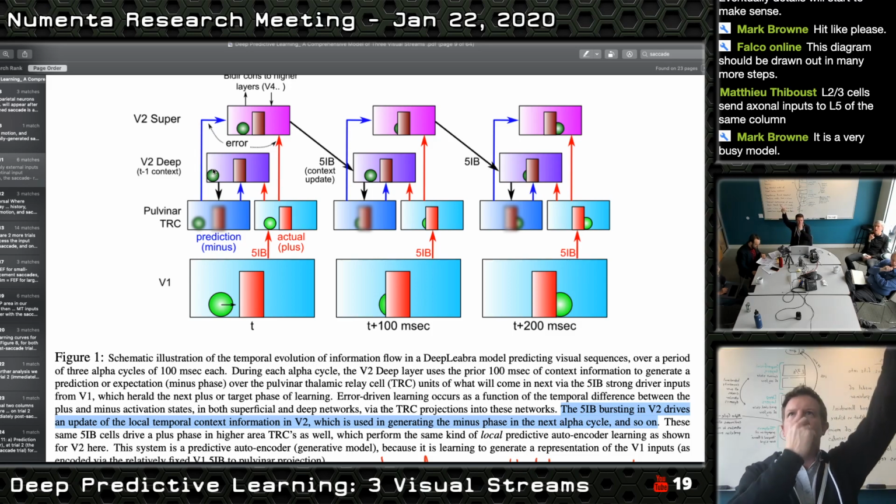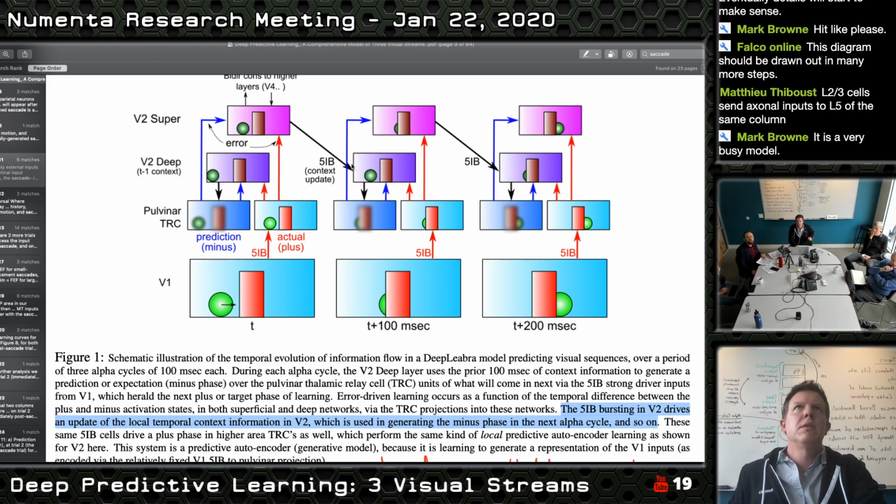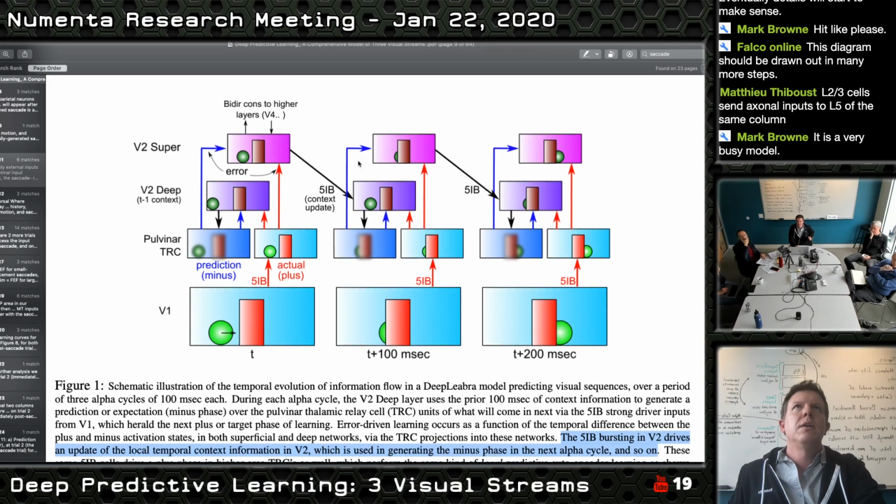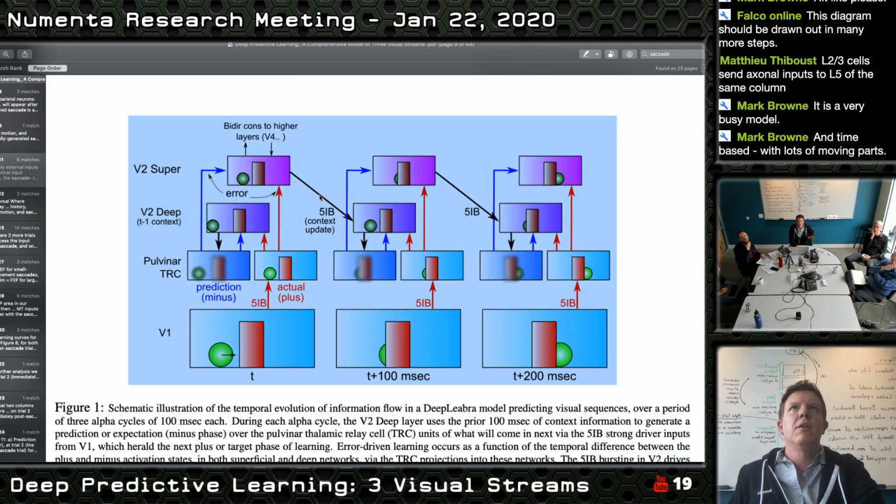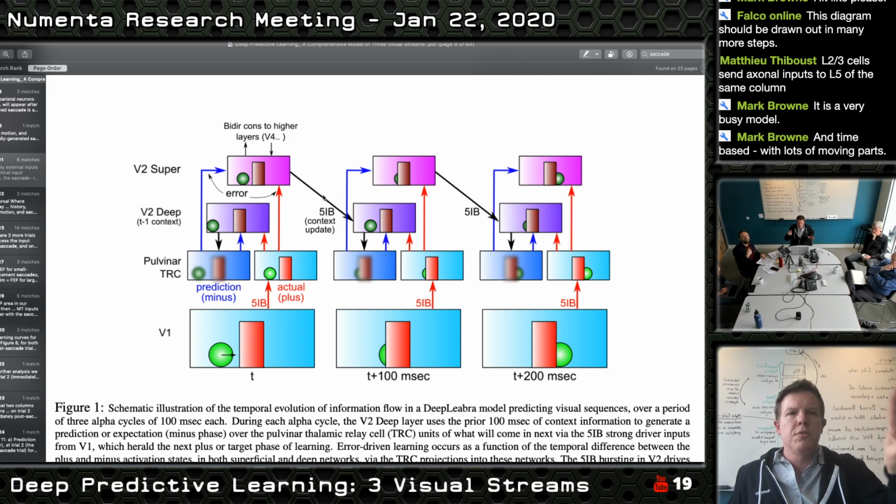But that black arrow then is not a hierarchy. Right, this black arrow can't be that hierarchy. No, this is not hierarchy. This is just in time. This is just the next time step. I'm sorry, that's the confusing bit I got confused about. This is not a hierarchical connection. This is just L2/3 to L5 in the same cortical column.